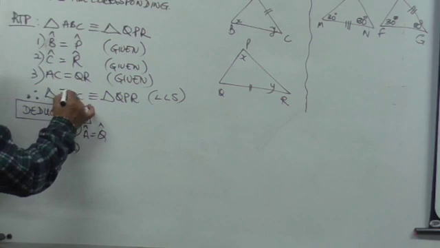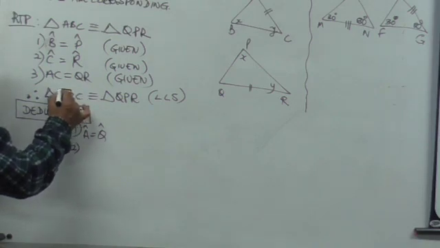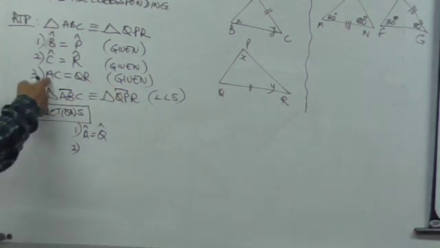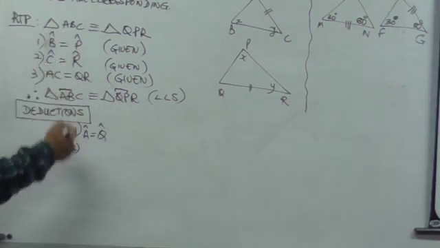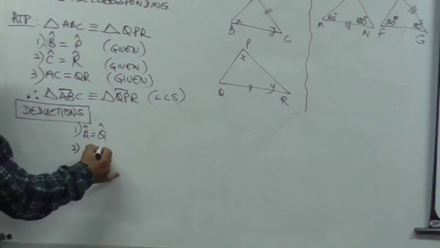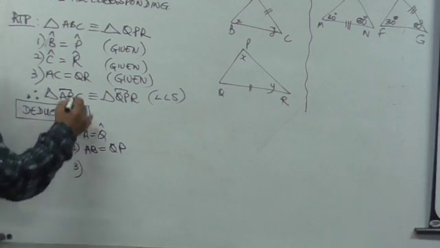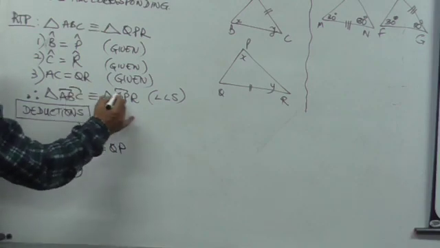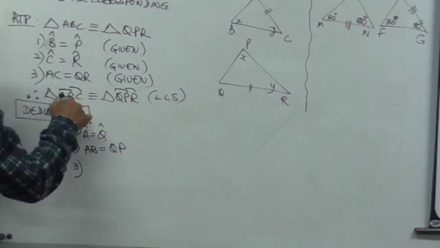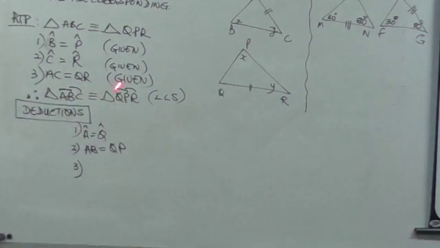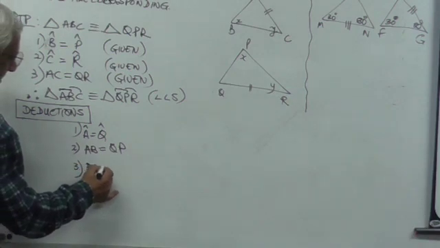The first two sides. AB is equal to QP. Have we used it here? No. So it is a deduction. AB is equal to QP. Number 3, second to last. BC is equal to PR. Have we used it here? No, therefore it will be a deduction. BC is equal to PR.